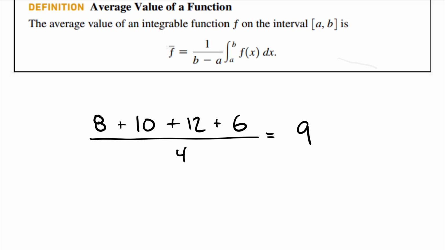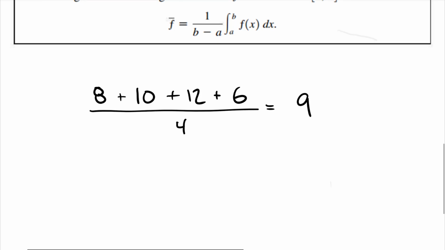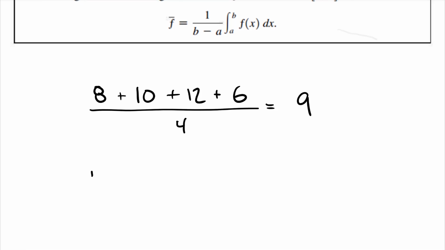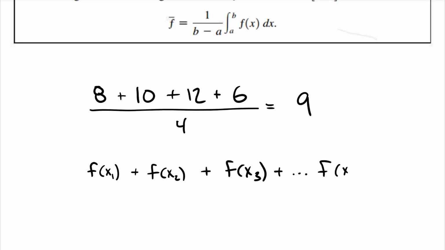Well, let's do it a little more fancy. Let's say we had some f of x sub 1. Here comes all the crazy subscripts. And then we had some f of x sub 2, and some f of x sub 3, and it just kept going on and on. Let's add them all up, the same idea, and we ended up with some f of x sub n.